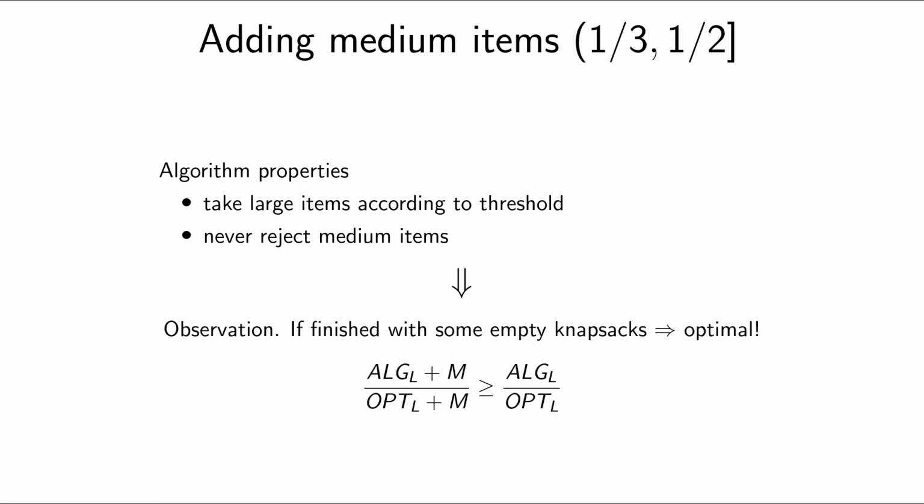These properties alone allow for a powerful observation. Namely, if the input sequence ended while we still had empty knapsacks, then we are optimal. The analysis follows using the same arguments as in the analysis for large items, given that medium items benefit both ALG and OPT. This observation allows us to focus on cases with no empty knapsacks. We still have a lot of flexibility in designing the algorithm as long as we satisfy these properties.